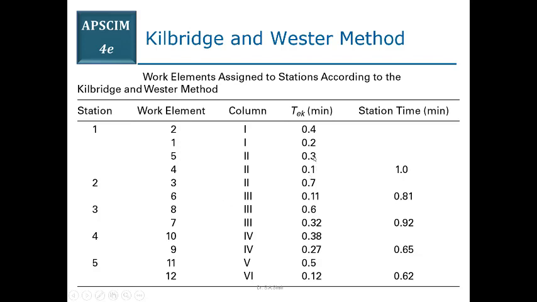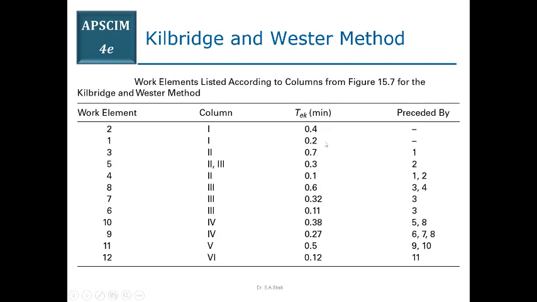So 0.3 अगर आप assign कर दे, so still we have 0.1 minutes slot available at station number 1, and then we can look for an element whose element time or TEK value will be equal to or less than 0.1. So हमारे पास एक ही element है whose element time is 0.1 minutes और 0.1 minute के predecessor अगर आप देखें तो this is 1 and 2. 1 and 2 operations have already been assigned, so we can also assign this one.